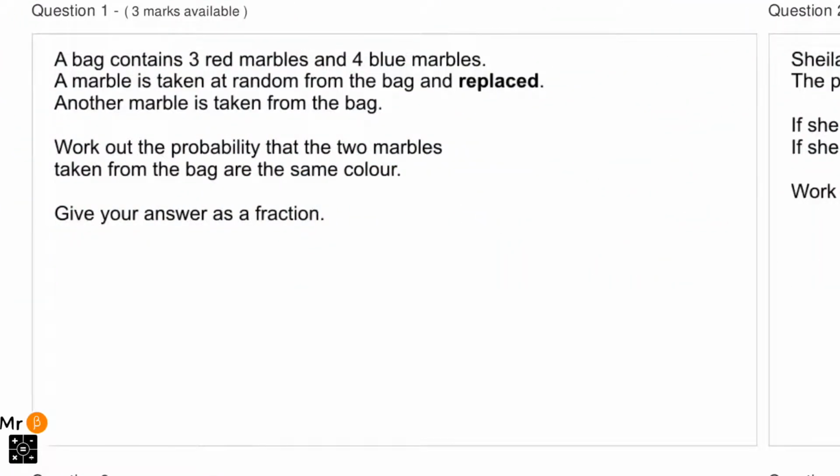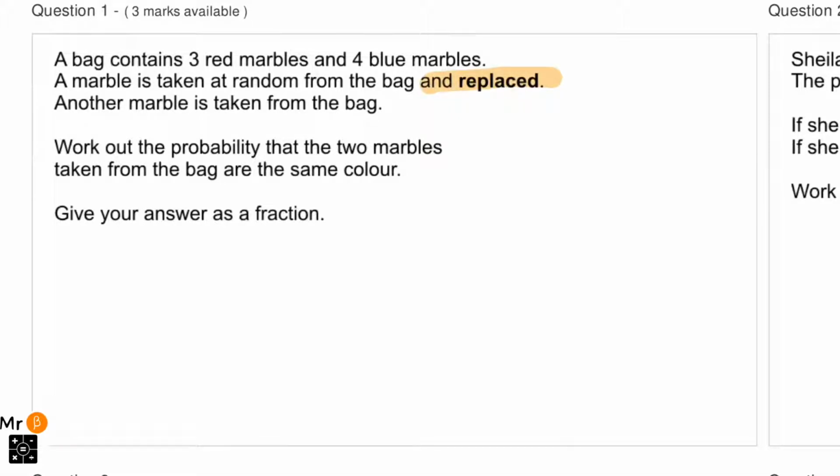Okay, so in this question, it tells you that you've got a bag containing 3 red marbles and 4 blue marbles. And it tells you that they are taken at random and that they are replaced. And the key part of this question is that they are replaced. And it wants you to work out the probability that the 2 marbles taken from the bag are the same colour.